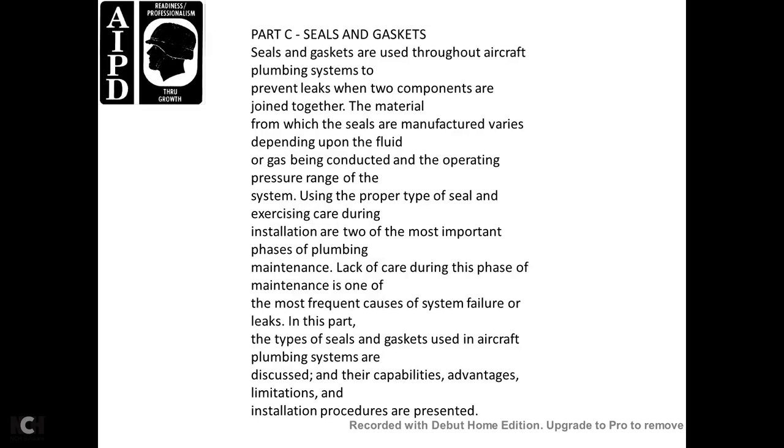Part C, seals and gaskets. Seals and gaskets are used throughout the aircraft plumbing system and prevent leaks between the two components that are joined together. The material from which the seals are manufactured varies depending on the fluid or gas being conducted and the operating pressure range of the system.